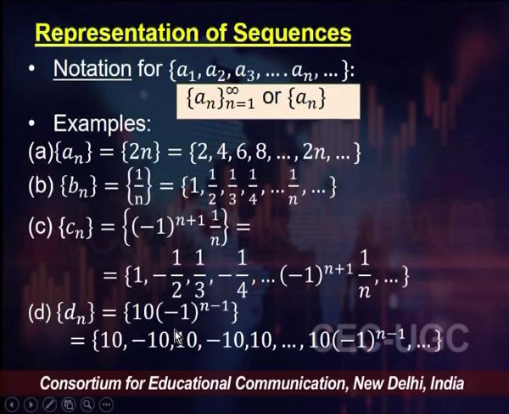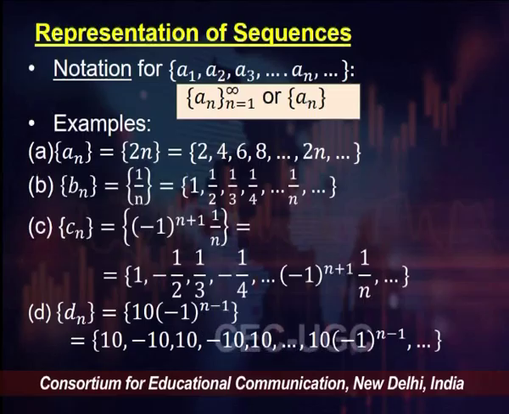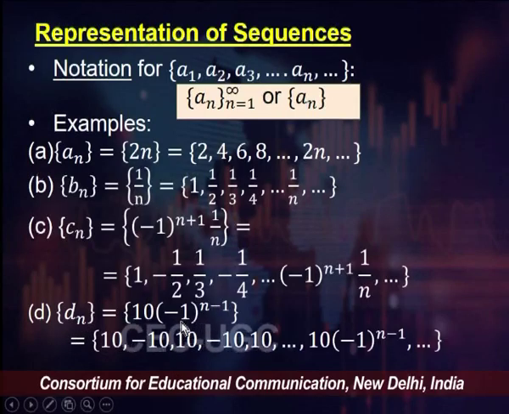Then I am also looking at this sequence. This is another interesting aspect where I have the sequence 10 times minus 1 to the power n minus 1. Here we see that, for example, if n is 1, then I am going to have the first term being 10. Then for the second term, n is equal to 2, so I'll have a negative sign in front of 10. And here we see that this sequence oscillates between 10 and minus 10.